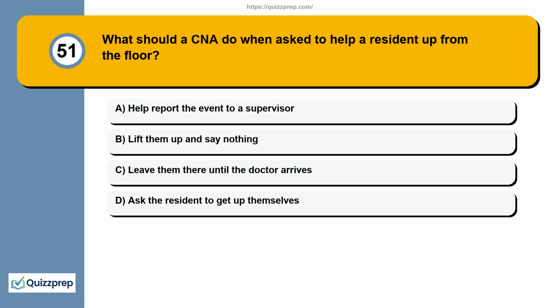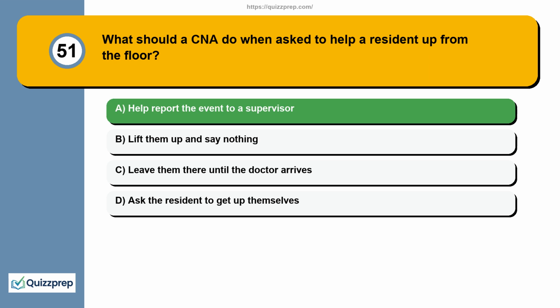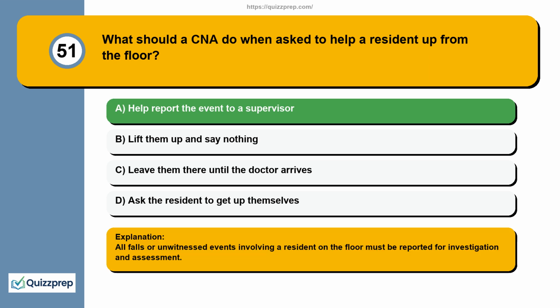Question 51. What should a CNA do when asked to help a resident up from the floor? Help report the event to a supervisor. Lift them up and say nothing. Leave them there until the doctor arrives. Ask the resident to get up themselves. All falls or unwitnessed events involving a resident on the floor must be reported for investigation and assessment.